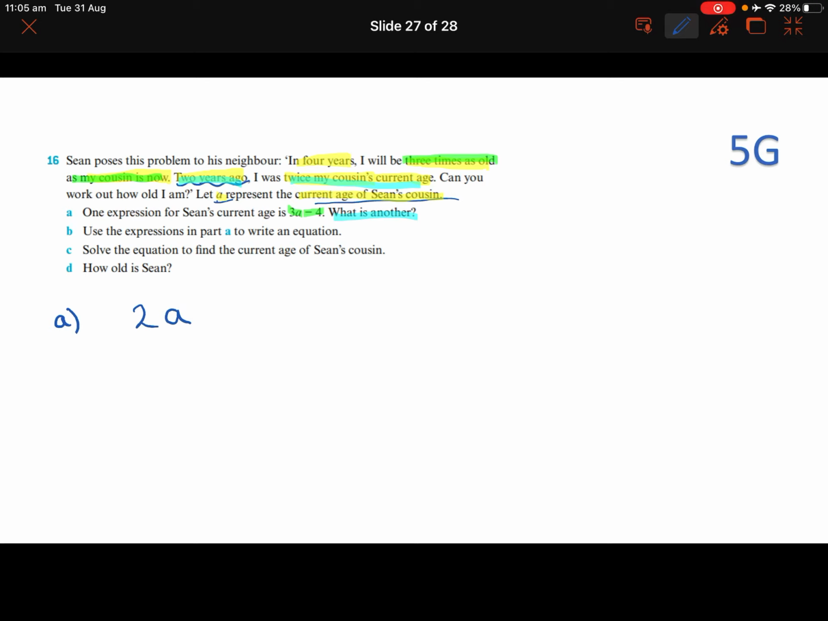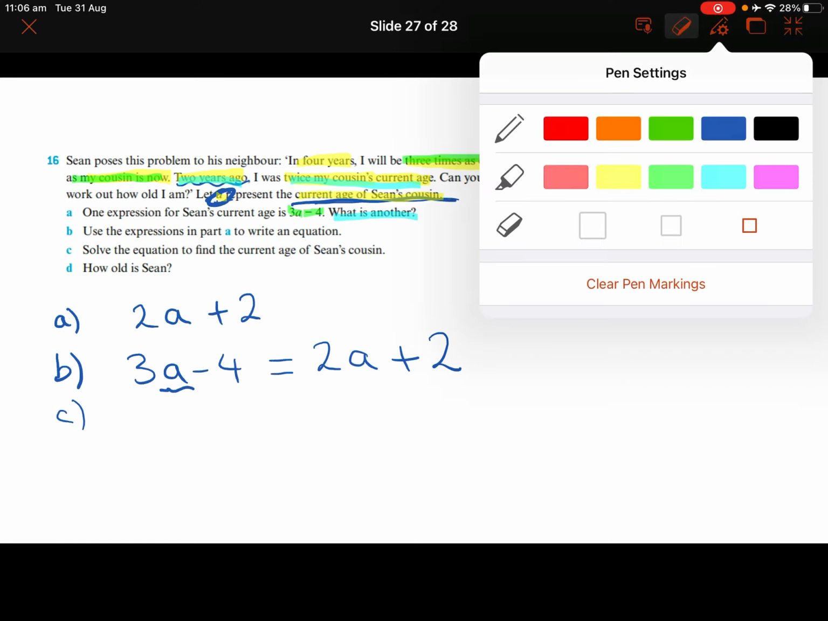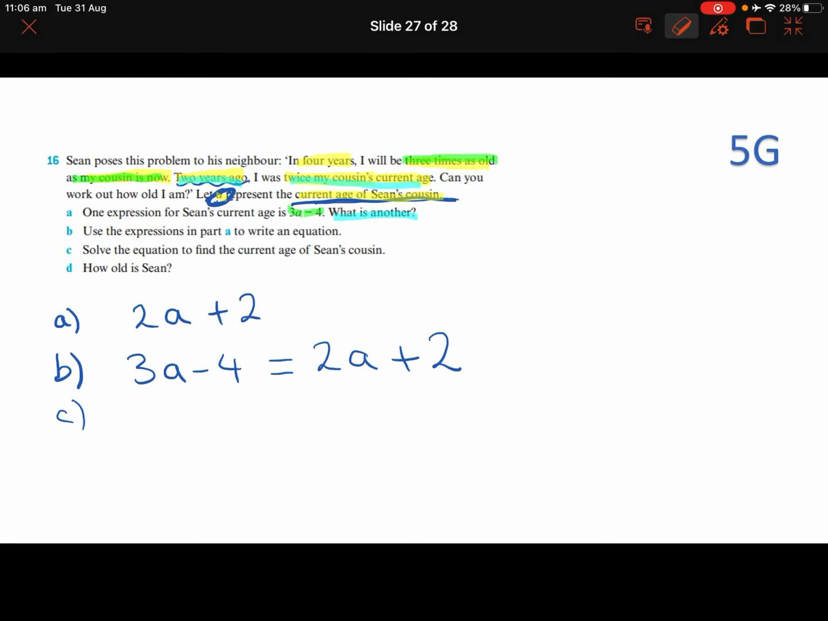Alrighty, so that's B. We've written our equation. C, we need to solve the equation to find the age of Sean's cousin, because remember, A is the current age of Sean's cousin. So let's find out how old the cousin is by solving this. We need to get the A on its own. Like the question before, we've got variables on two sides. What's the smaller one? The 2A is smaller than 3A.